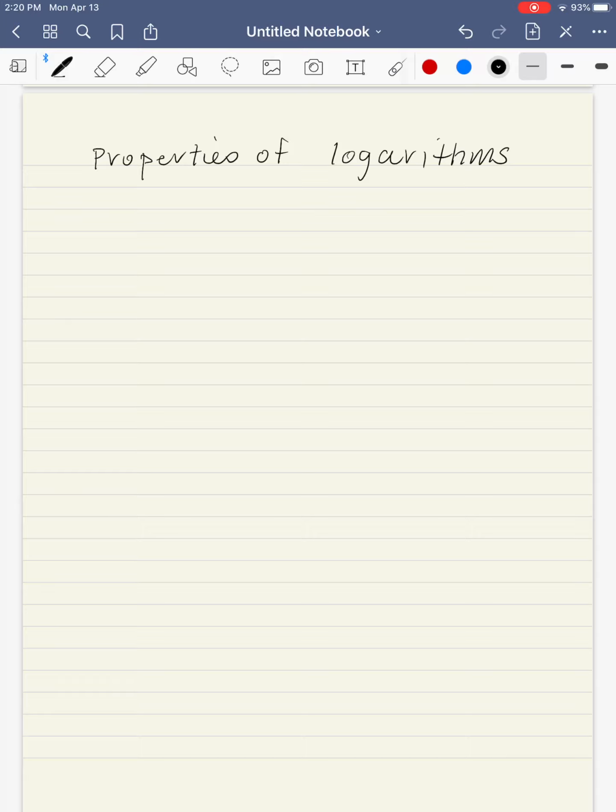In this lesson, we're going to look at properties of logarithms. We're going to use them primarily in our next few lessons for solving logarithmic equations. Remember that a logarithm, base a, of x equals y is the same thing as saying that a to the y power equals x.